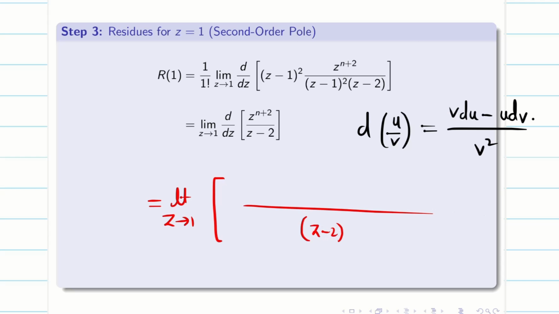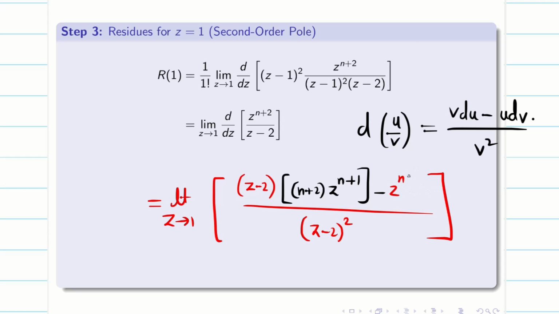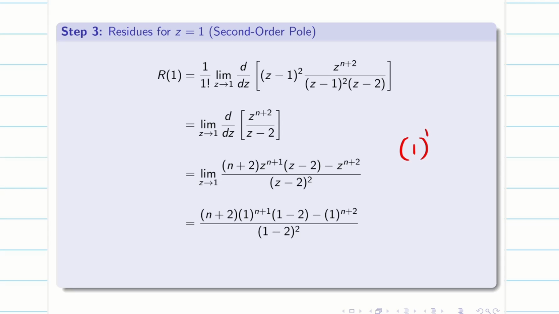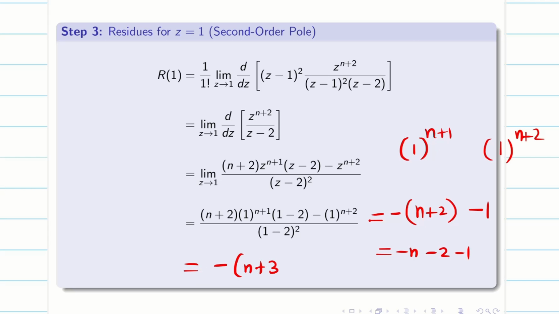Denominator is z minus 2 whole square, then numerator is z minus 2 times the differentiation of z power n plus 2, which is n plus 2 into z power n plus 1; one power is getting reduced. Minus z power n plus 2 times the differentiation of z minus 2, which is 1. Now let us apply the limit. We know that 1 power n plus 1 or 1 power n plus 2 doesn't matter, both are going to be 1. So I will be getting n plus 2. 1 minus 2 is minus 1, and here minus 1. So minus n minus 2 minus 1. I can write the final answer as minus of n plus 3.